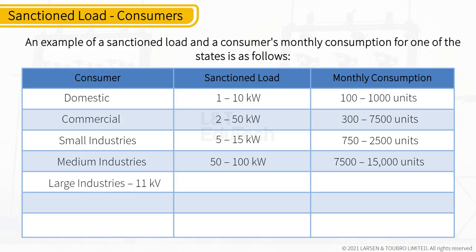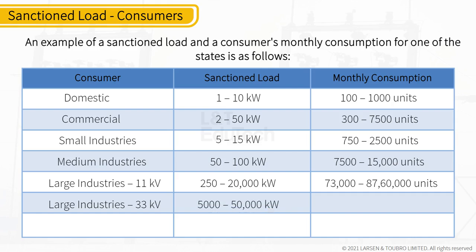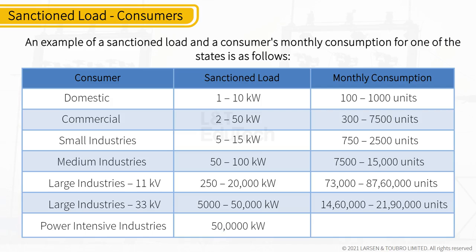Large industries 11 kV: sanctioned load is 250 to 20,000 kilowatts, whereas the consumption of energy is 73,000 to 87 lakh 60,000 units. Large industries 33 kV: sanctioned load is 5,000 to 50,000 kilowatts, whereas the consumption of energy is 14 lakh 60,000 to 21 lakh 90,000 units. Power intensive industries: sanctioned load is 5 lakh kilowatts, whereas the consumption of energy is 29 lakh 20,000 units.